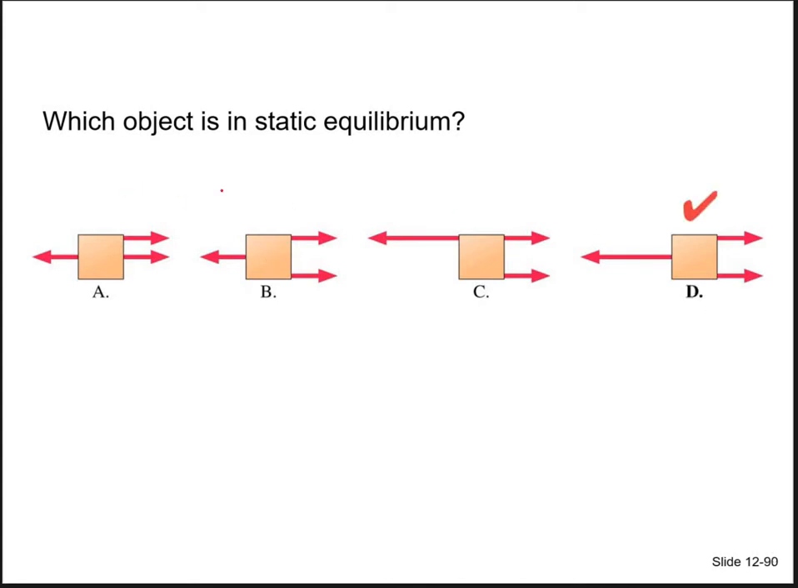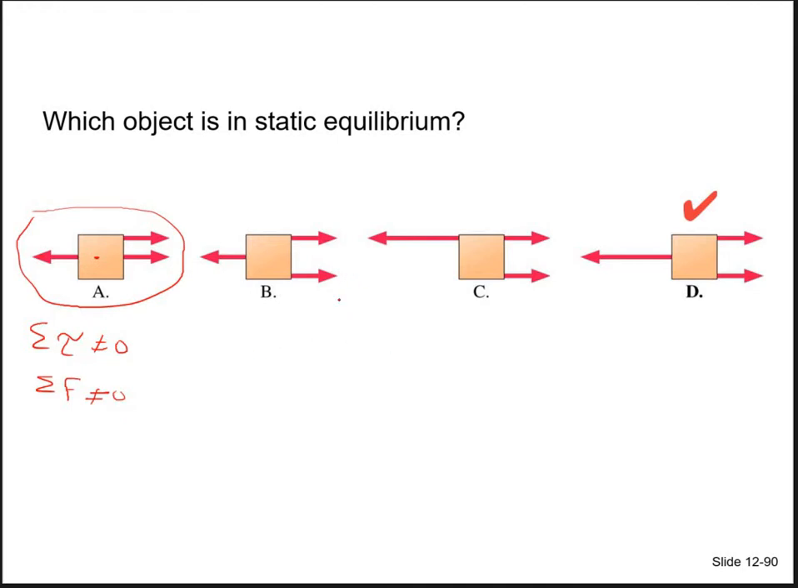Now let's go through all of these. For this object, if you look at the forces and add these two forces together, there's a bigger force to the right than to the left. So this object is going to undergo linear motion. And you can see that there is a net torque acting on it, so it's neither in translational equilibrium nor in rotational equilibrium. The net torque is not equal to 0, and the net force is not equal to 0 either.